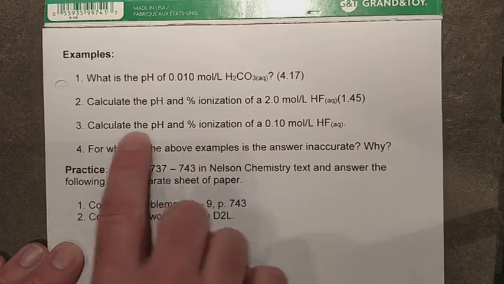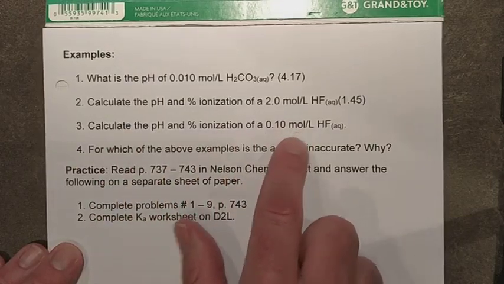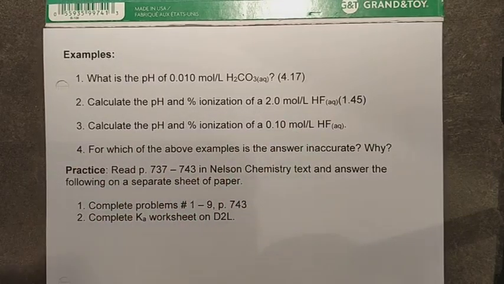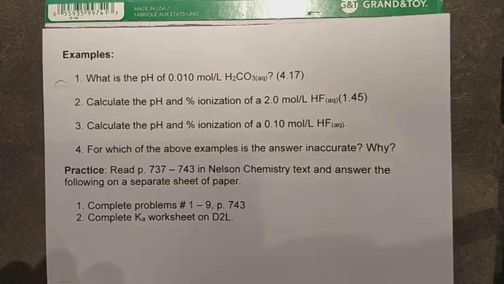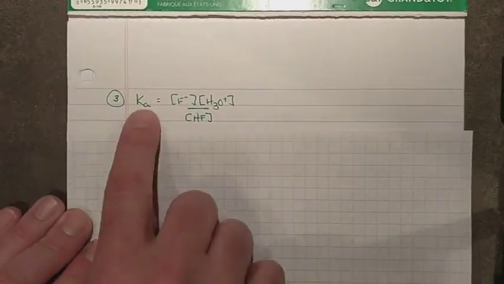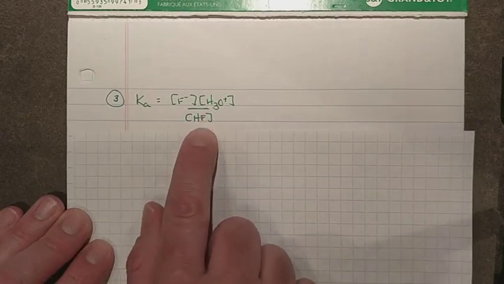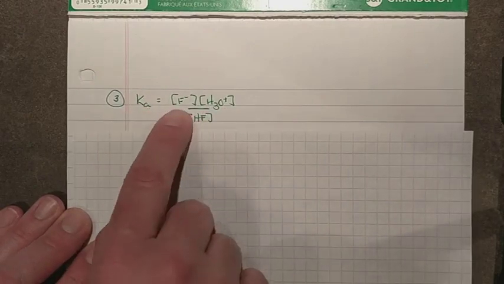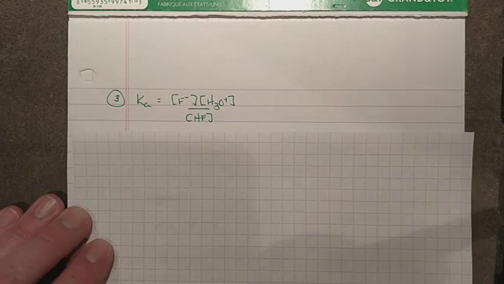Okay, for number 3, calculate the pH of a weak or lowly concentrated hydrofluoric acid solution. We already know that hydrofluoric acid is a weak acid. It's going to react partially with water, so we have the same equation as we go through. All right, so we have the same situation here. Ka is just equal to fluoride times hydronium all over the hydrofluoric acid.